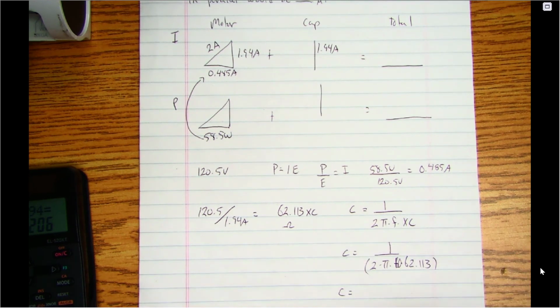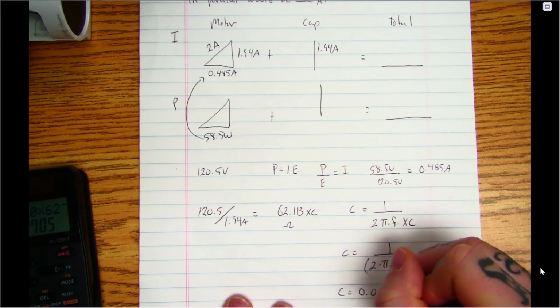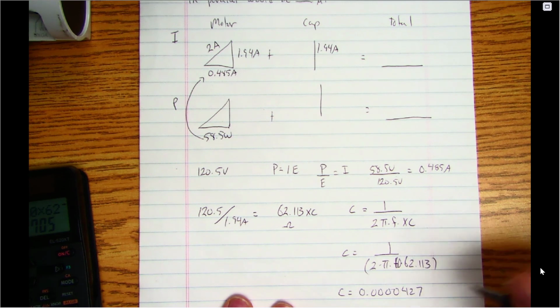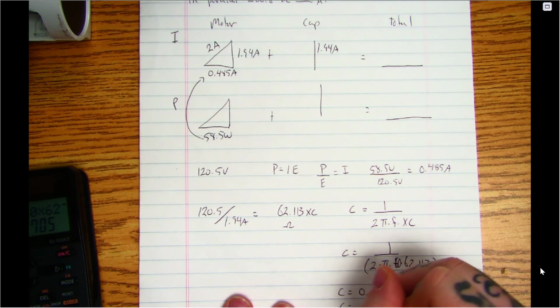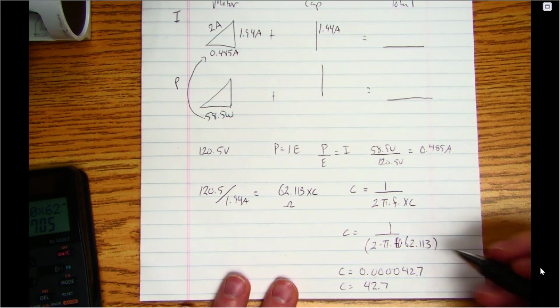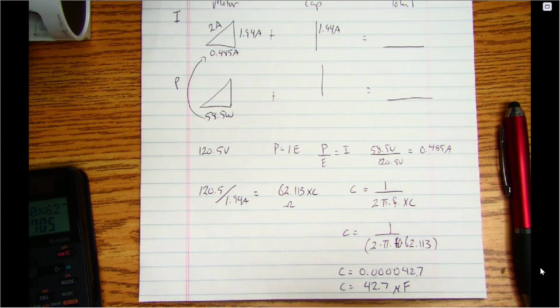When I get my final value of C, I go 1 divided by bracket 2 times pi times 60 times 62.113 bracket, and I get a capacitance of 0.0000427. Move the decimal over 1, 2, 3, 4, 5, 6, and it should be 42.7 microfarads. Okay, so that's how we get this one done. It's a different style of power factor correction, but hopefully that helps with some questions as well.